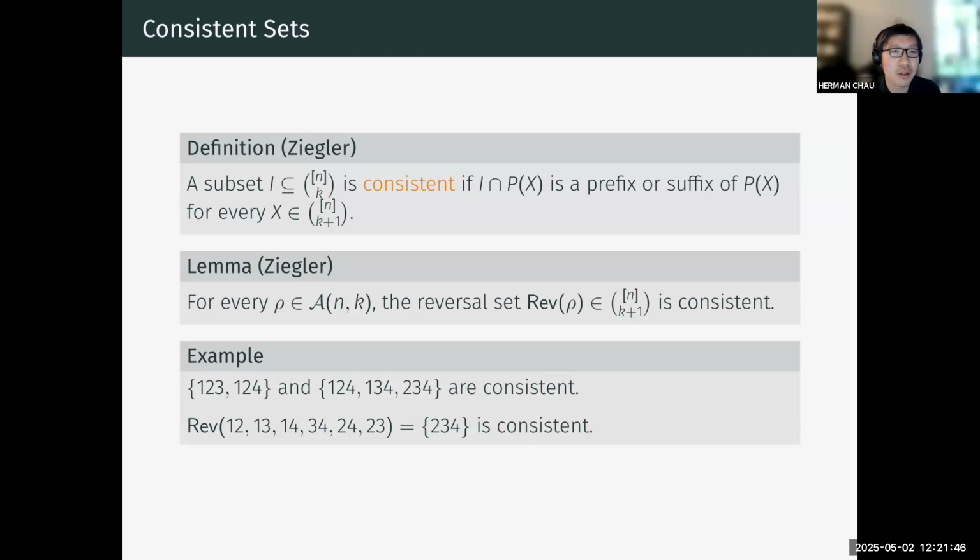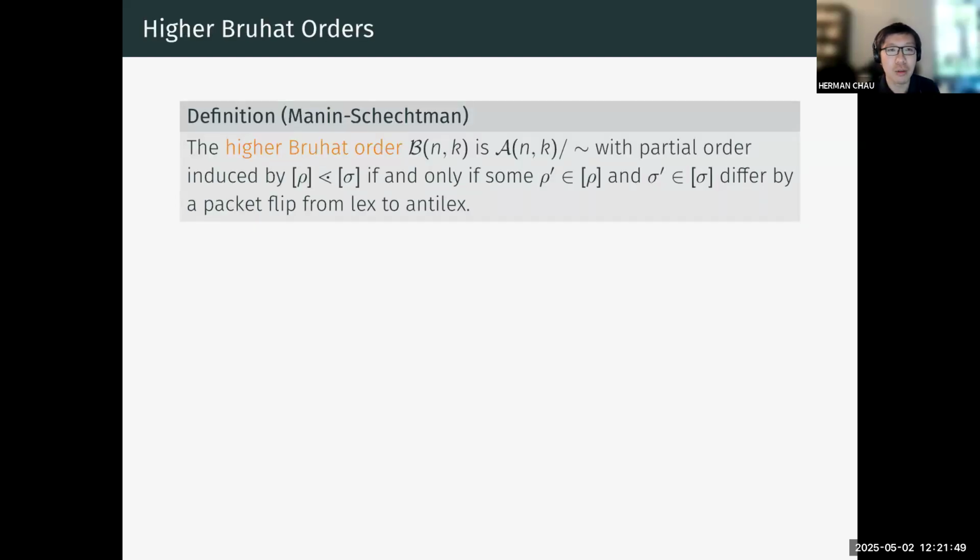Okay, so with all the technical definitions out of the way, we can finally define what the higher Bruhat order is. So the higher Bruhat order, denoted B(n,k), is we take the admissible orders A(n,k), we quotient out by commutation equivalence, and then we give it the cover relation where bracket rho is covered by bracket sigma if some rho prime and some sigma prime differ by a packet flip where you go from lex to anti-lex. So I think the analogy to keep in mind is with the k equals 2 case, where we had the contracted reduced expression graph. And you should think of all of the edges in that graph as pointing from the lex to anti-lex case.